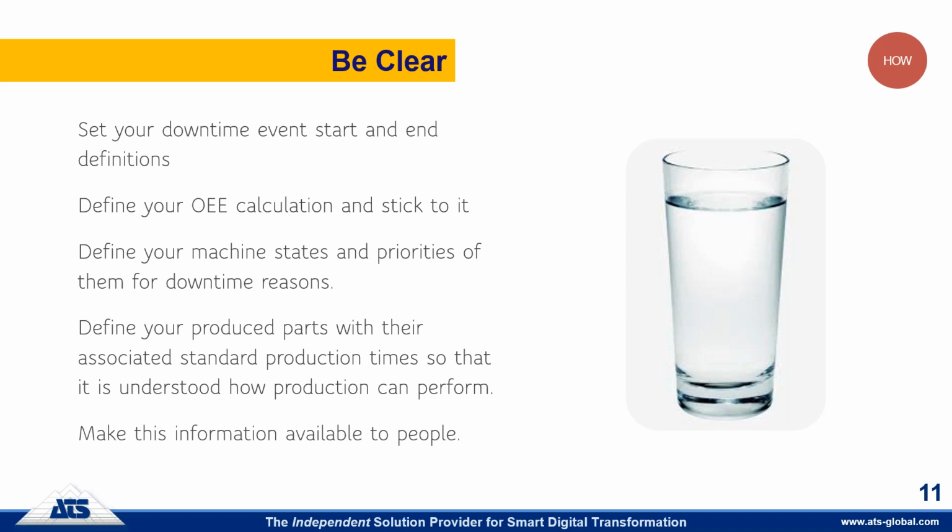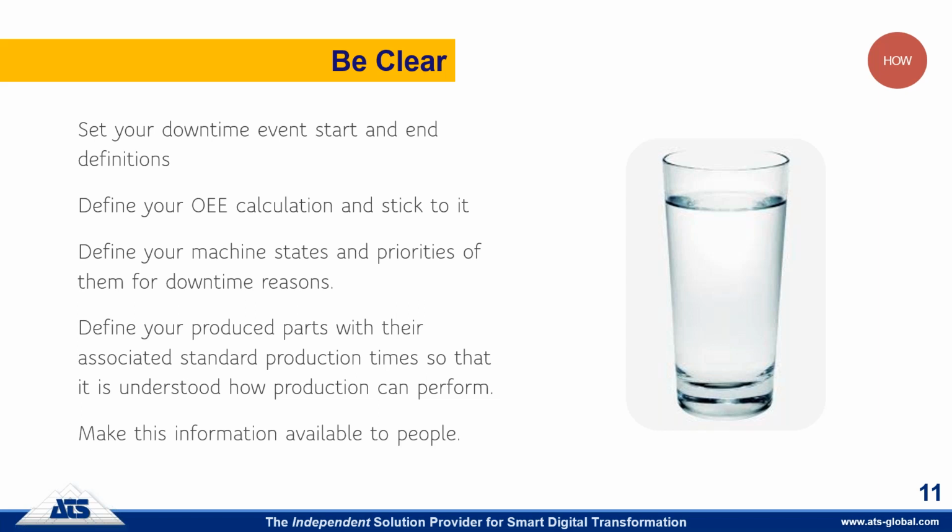You need to define your produced parts with their standard production times. In terms of performance, the throughput of a machine could vary greatly depending on what part it is producing. So you need to have that clear and defined. And that's particularly useful when we talk further on about the integration of these things.